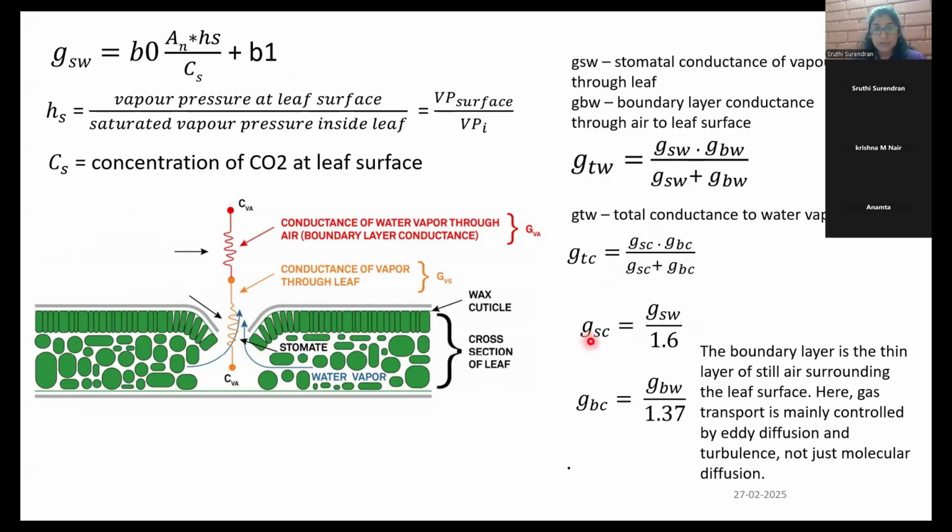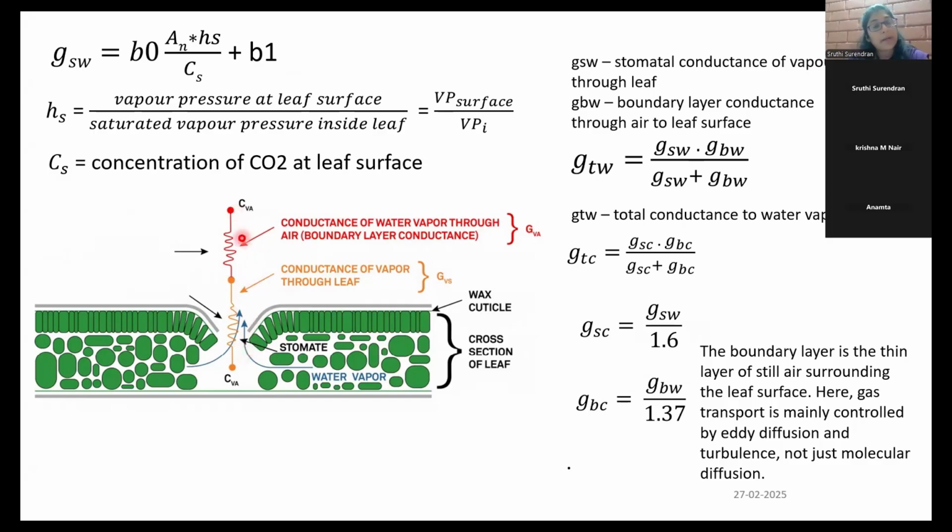But we know that the stomatal conductance to carbon dioxide is the stomatal conductance to water vapor divided by 1.6, considering the diffusivity coefficient that we studied in the last class. Water is a smaller molecule, so carbon dioxide will be diffusing at a slower rate, which is again represented by the diffusivity coefficient. So you have to divide the water stomatal conductance by 1.6. In the same way, the boundary layer conductance also has to be divided by 1.37. Here it is 1.37 because in this layer only the molecular diffusion is being considered.